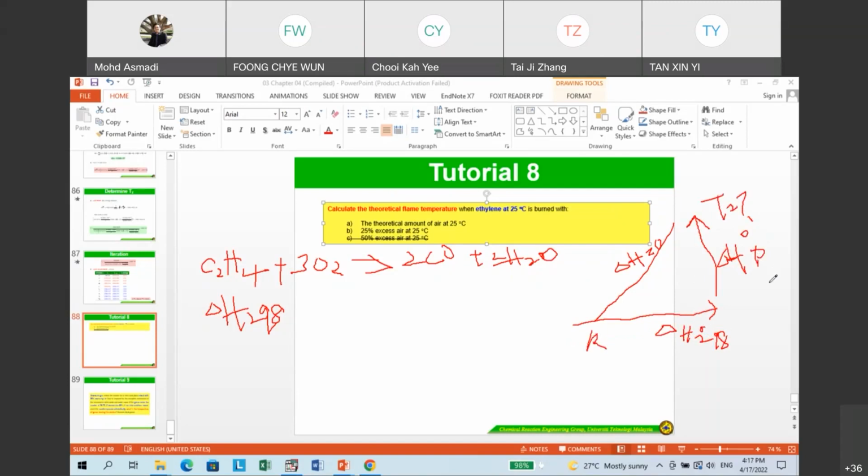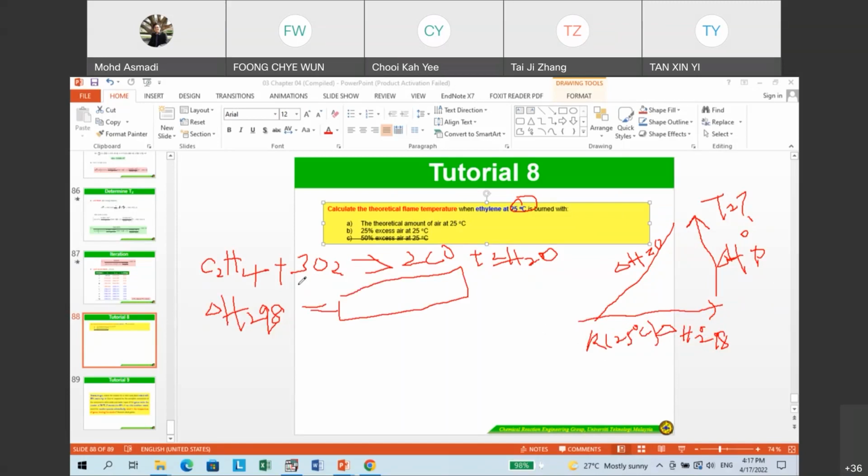And delta HR enters at 1 bar. We consider it as 1 bar, although it's not mentioned. So we just consider 1 bar 25 degrees, we make the assumption. Please calculate the delta H 298 from the heat of formation.